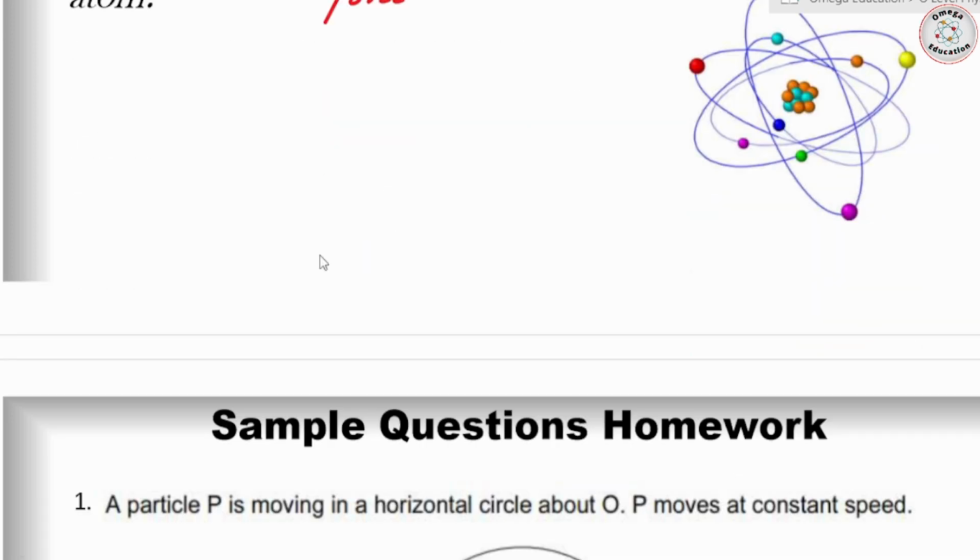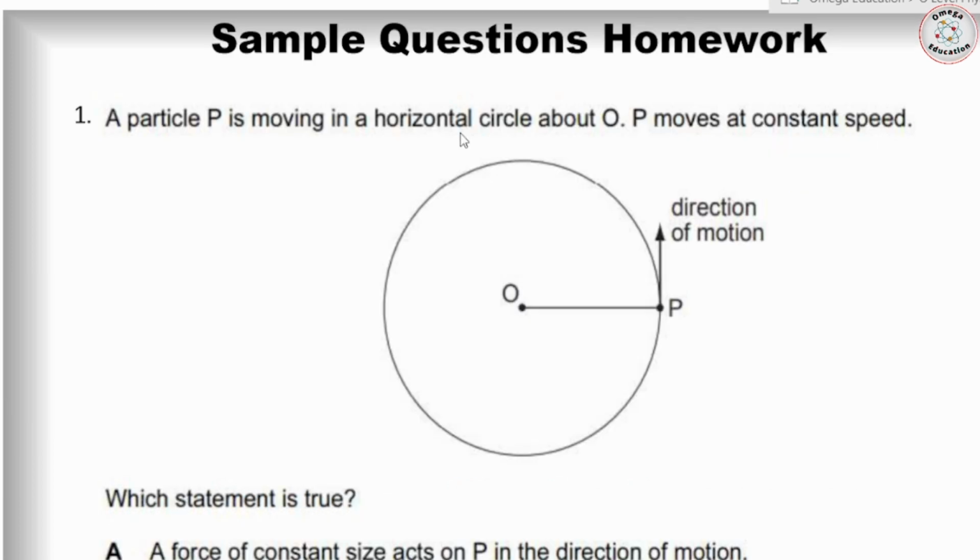So here we have the sample question. Particle P moves in a horizontal circle about O. P moves at a constant speed. So the speed is not being changed, but the direction of the motion is being changed at every point. For example, at P, the direction is upward. When an object reaches this point, the direction would be over here. At this point, the direction would be over here. So direction changes at every point.